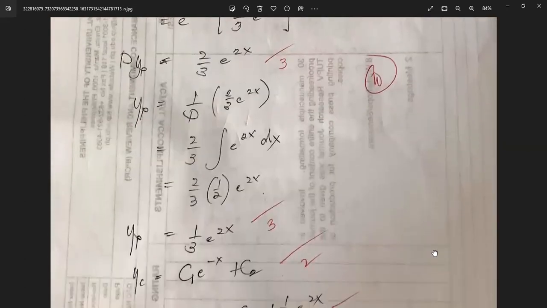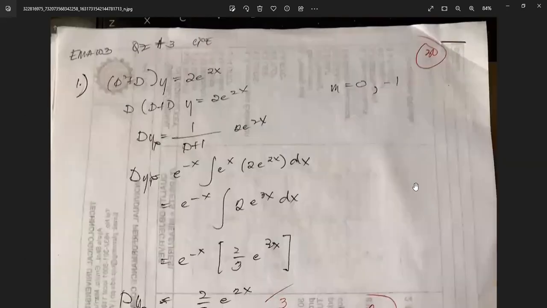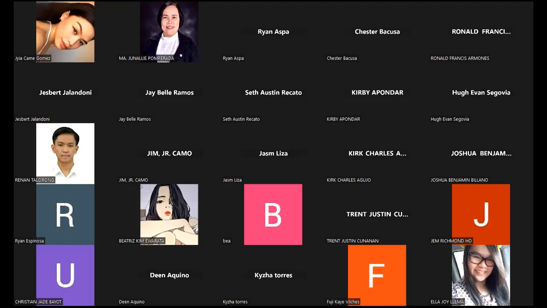Do you have any questions here in the solution? Is the solution clear? Yes, miss. Okay, we'll close this and we'll have the next one, the last.